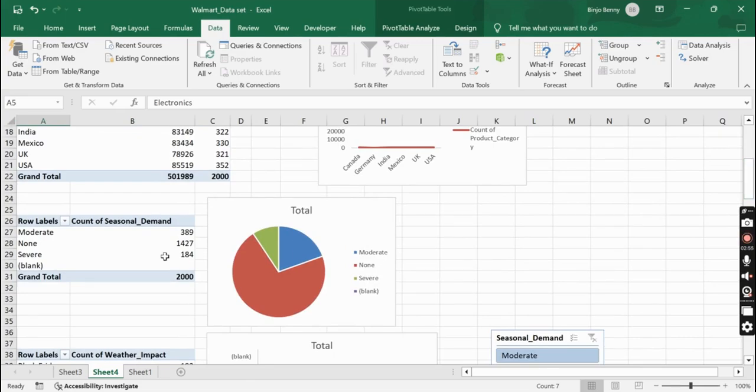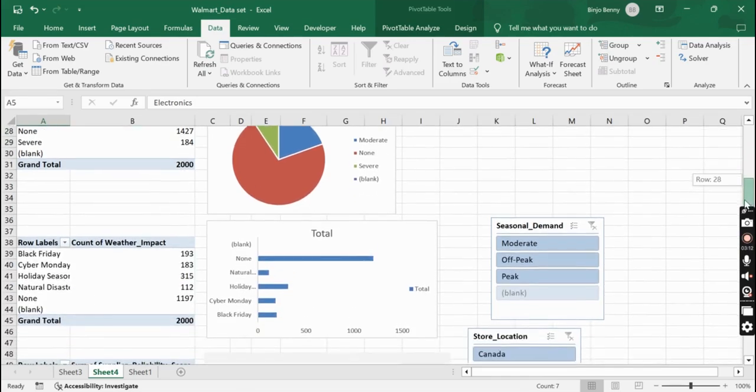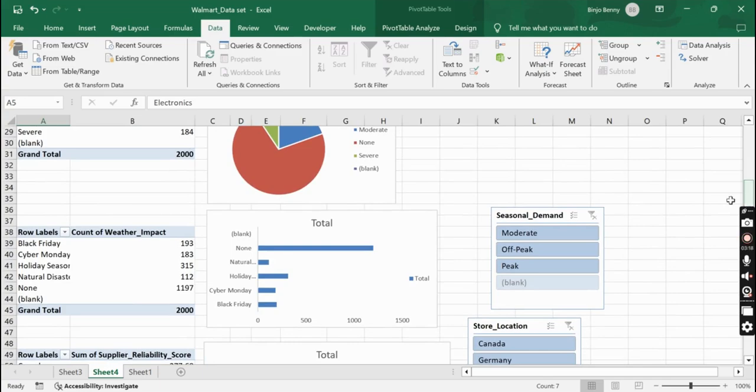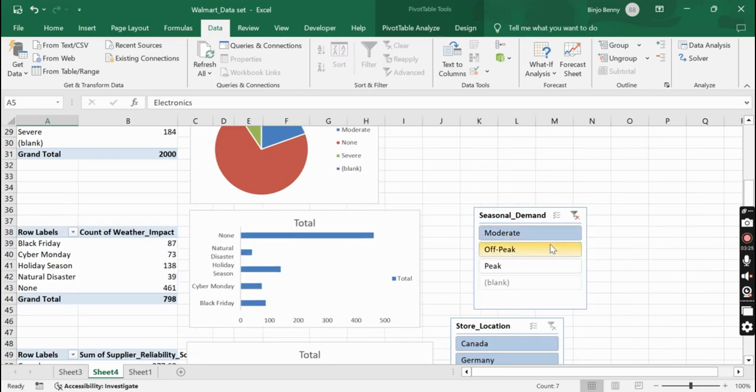Next is the seasonal demand trend. Basically, we are finding out the sales in different seasons during different times. In this pie chart we get to know how the seasons have an impact on sales in Walmart. Next is the weather impact on sales. We are finding out the weather impact on sales through the data given below. Just clicking on one data item through the slicer, we get to know the data.